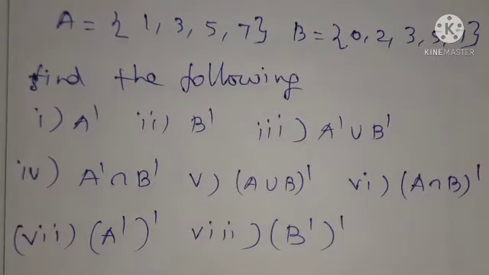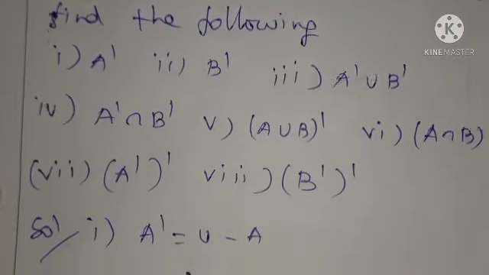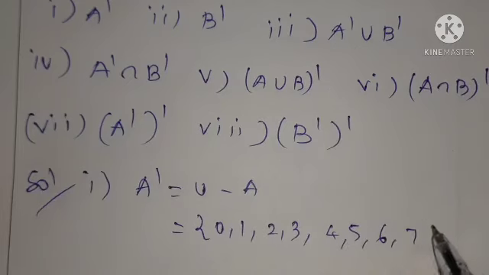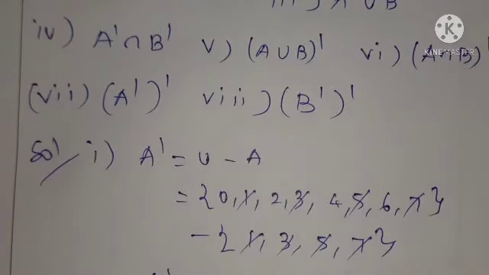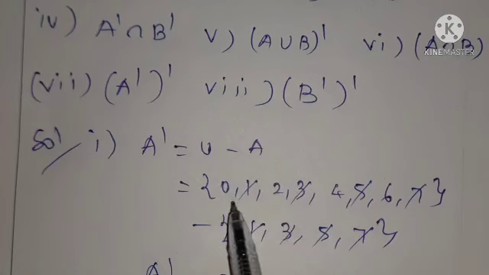Solution: first one, A dash. A dash equal to universal set minus A. Write the elements of universal set 0, 1, 2, 3, 4, 5, 6, 7 minus set A 1, 3, 5, 7. Strike out the common elements. 1 is common to both the sets, 3 is common, 5 is common, 7 is common. A dash equal to universal set minus A, the elements of the universal set not in A. Remaining elements of universal set: 0, 2, 4, 6.